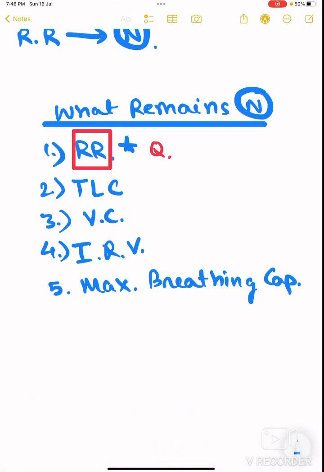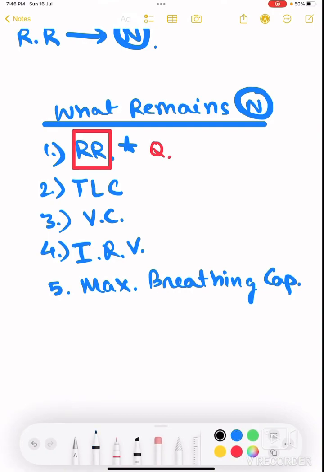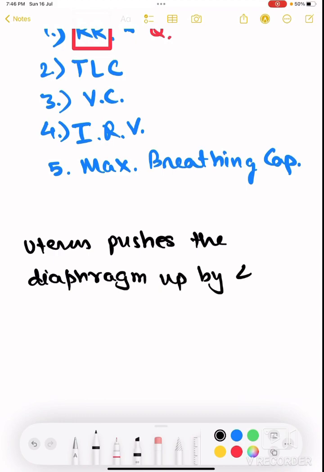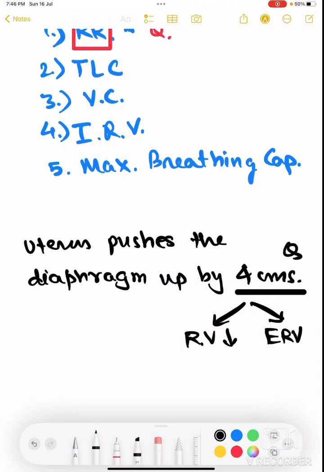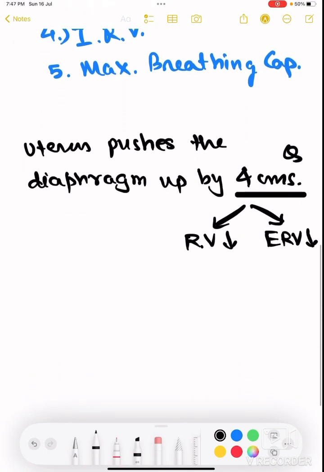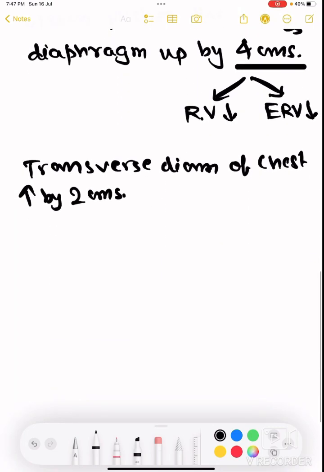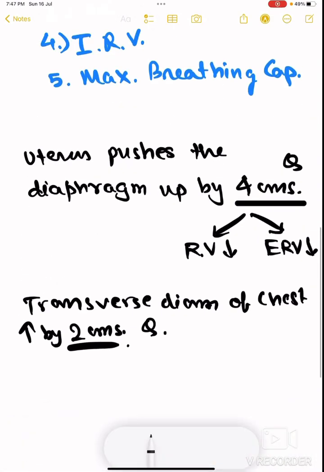So that's it, guys. That's everything that I wanted you to know. Another very important thing, one important thing not mentioned so far: the uterus pushes the diaphragm up by 4 centimeters, right? And since it pushes it up, I already told you residual volume will decrease and expiratory reserve volume will decrease. The lower two will decrease, right? Transverse diameter of chest increases by 2 centimeters, right? So that's it, guys. These are the two things I wanted you to know.